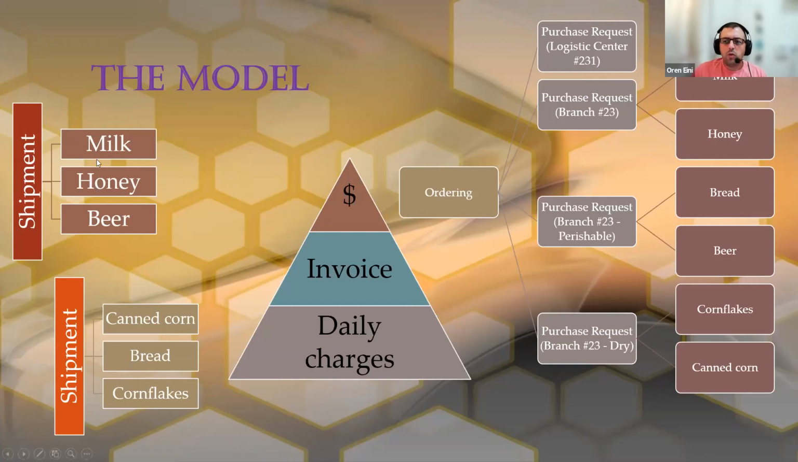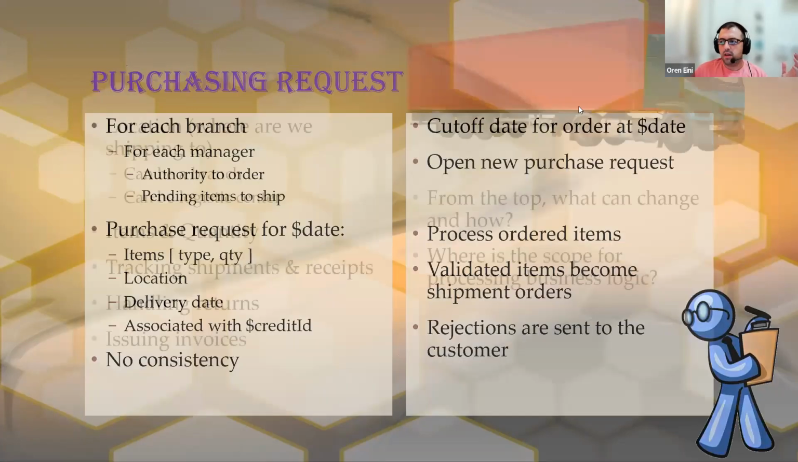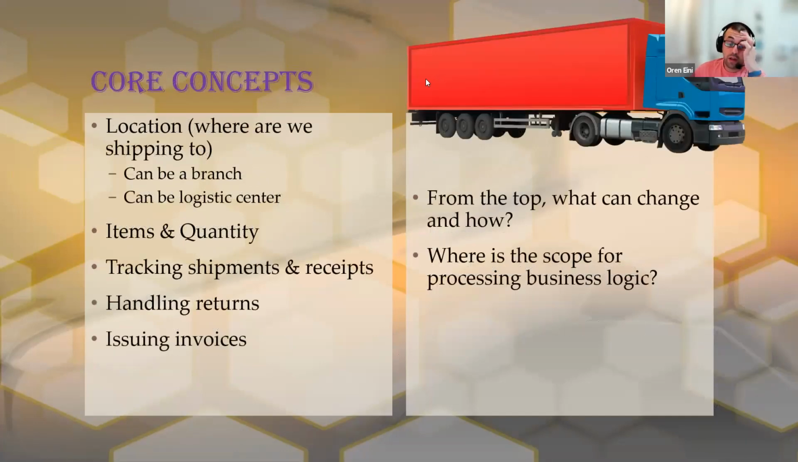Why do we have multiple shipments? Why model it like that? Because the moment that I'm shipping something, a big truck or something like that, I'm shipping it over to the destination.